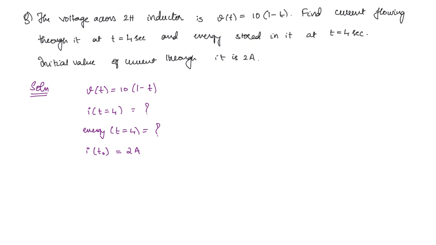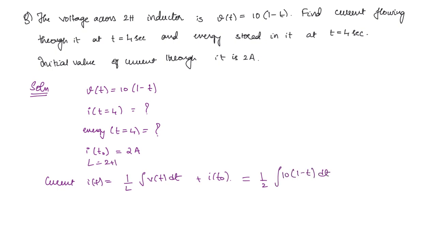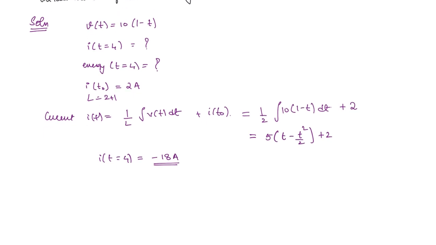The current I of t is equal to 1 by L times the integral of V(t) dt. If you take the initial value, then you don't have to take the limits. Inductance is given as 2 Henry, so 1 by 2 integral of 10 times (1 minus t) dt plus 2. This you are going to get as 5 times t minus t square by 2, plus 2. Now you can simply substitute t equal to 4, and the final answer, I'm telling you, is minus 18 amperes.